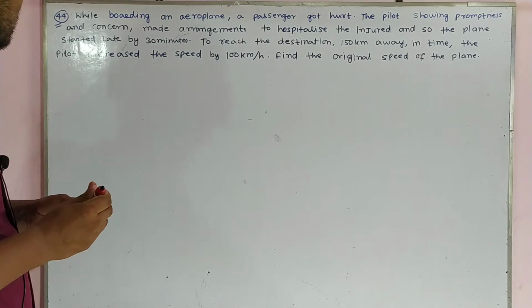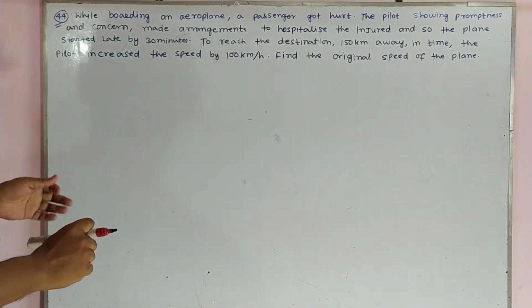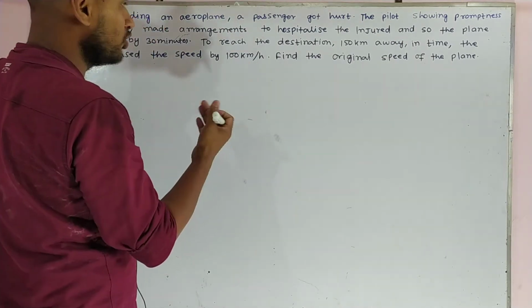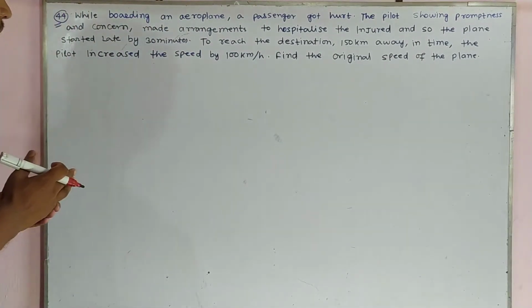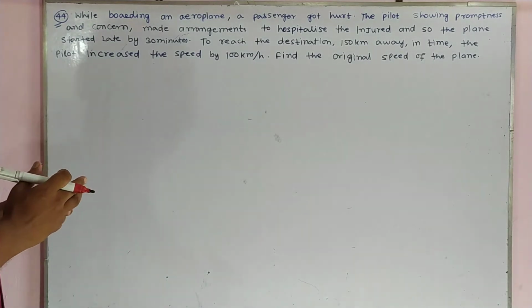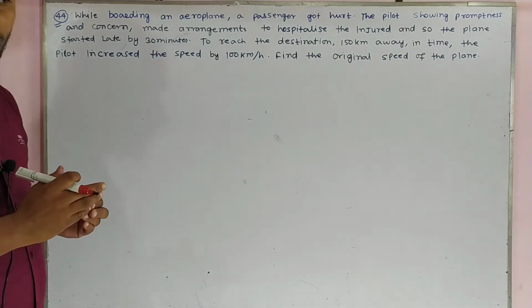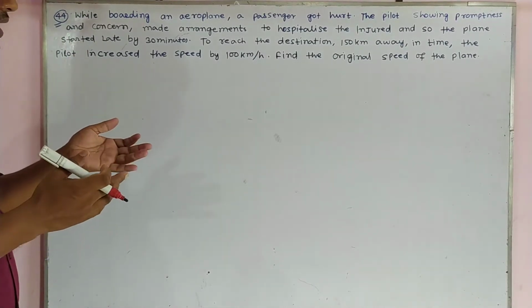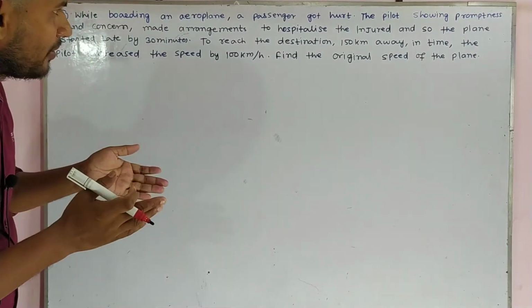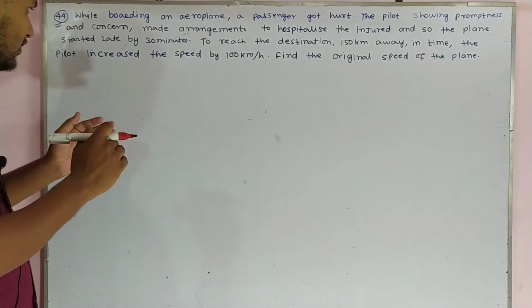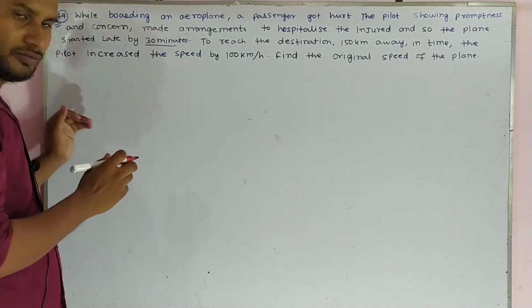Today we are going to discuss question number 44. While boarding an aeroplane, a passenger got hurt. The pilot, showing promptness and concern, made an arrangement to hospitalize the injured, and so the plane started late by 30 minutes. Whatever the reason, here the reason is that a passenger got hurt. That's why the aeroplane gets late by 30 minutes.